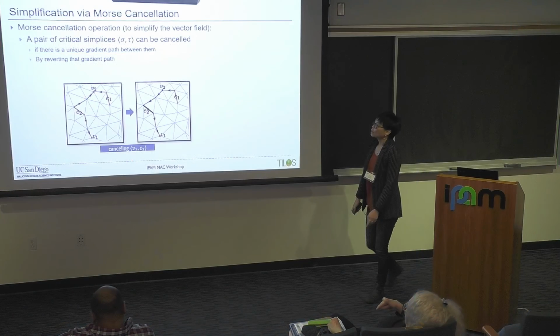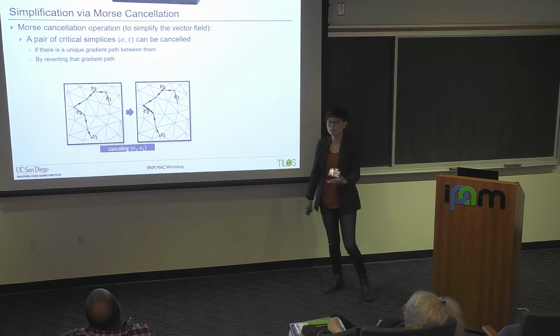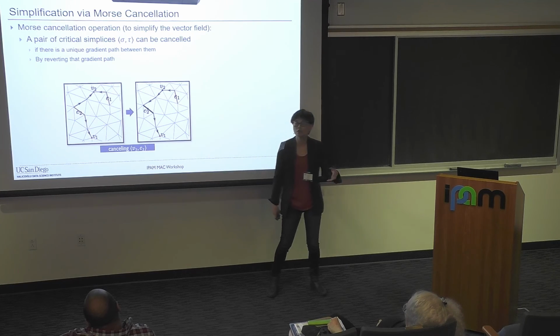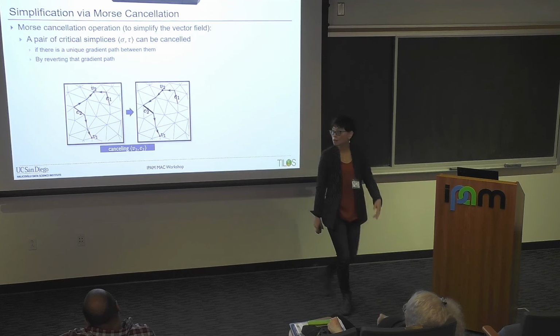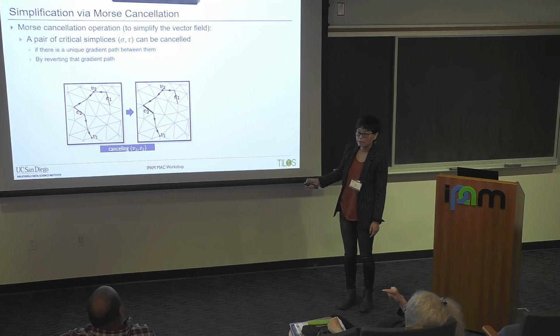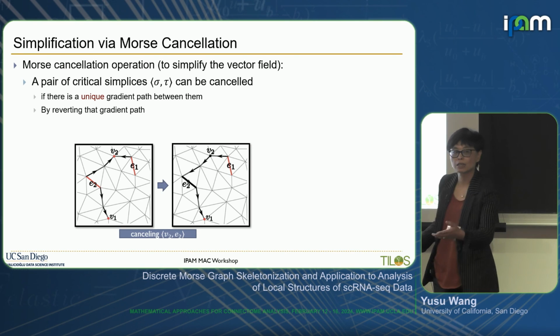And one of the useful operations is this Morse cancellation, which allows us to reduce the complexity of your gradient vector fields, to reduce the number of critical points. In particular, you can cancel out a pair of critical simplices if there's a unique path connecting them. And the way you cancel it out, you just locally invert the orientation of all this pairing. So it's quite easy, okay?